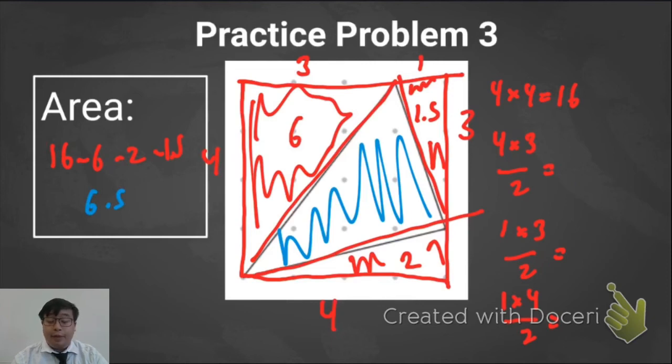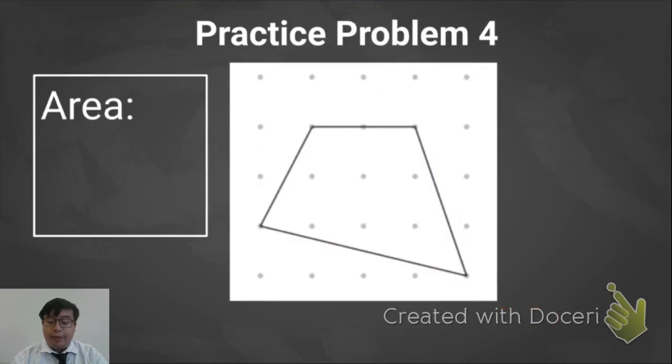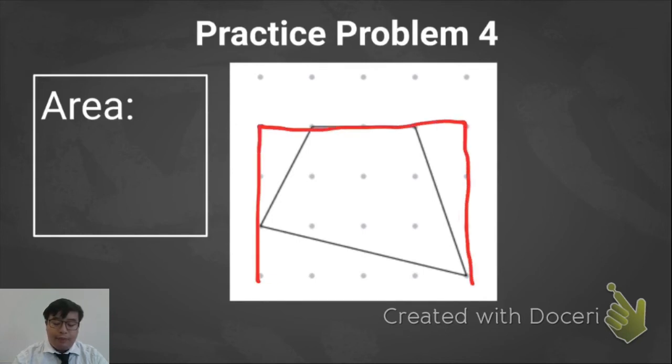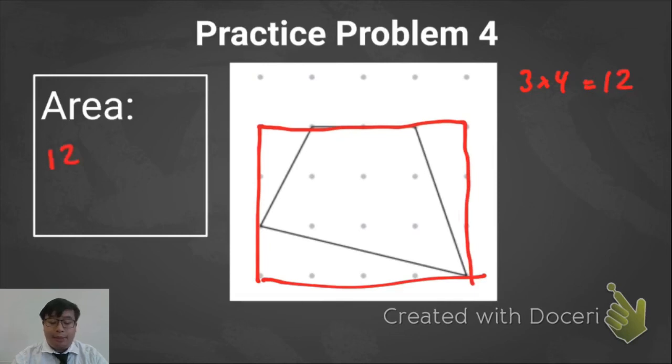Right? Let's find the area of our last practice problem. So here, let's find the area of this shape. And let's use our second strategy. First, I'm going to find the area of this whole figure. This is a 3 by 4 rectangle. So 3 times 4, that's going to be an area of 12. So you're going to take 12 and subtract these outside spaces.